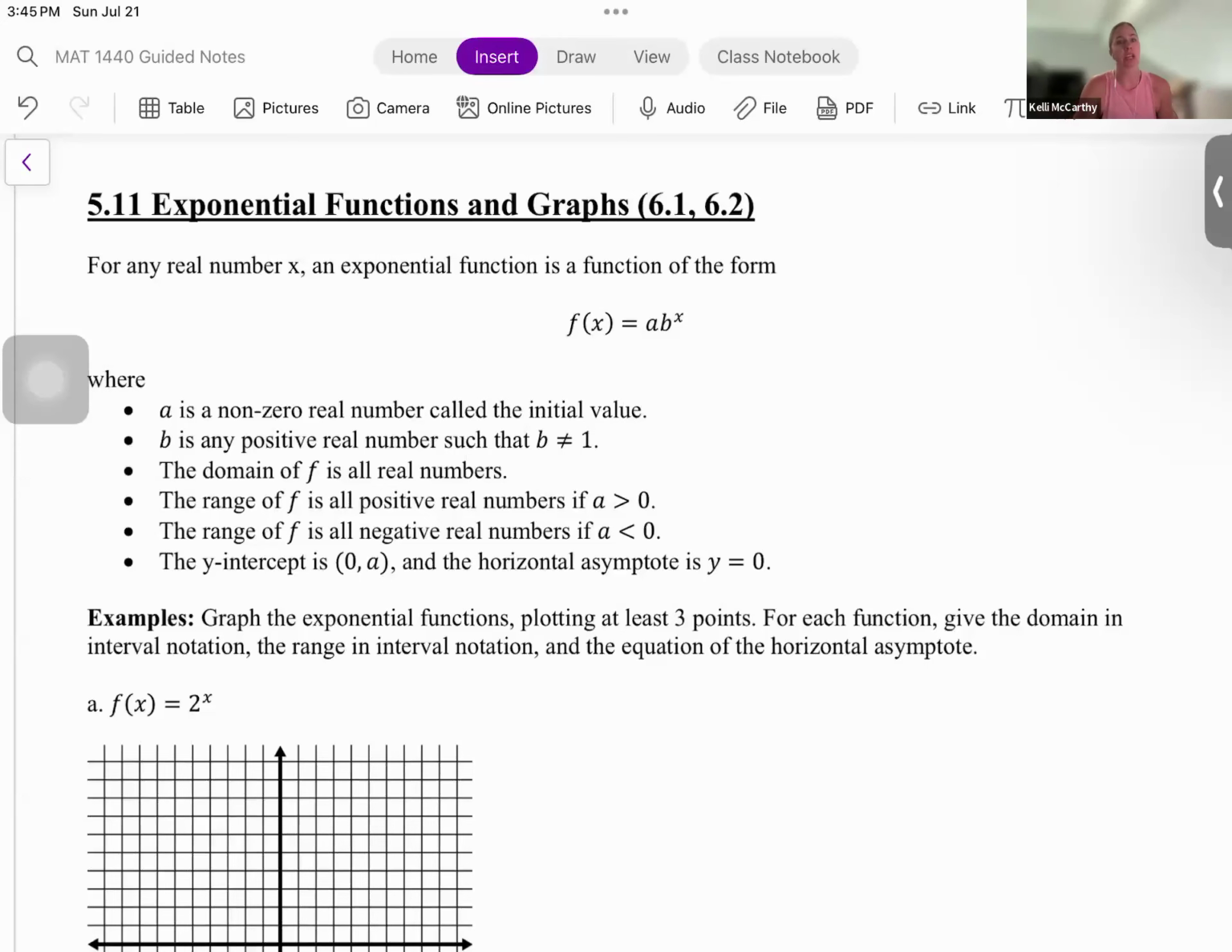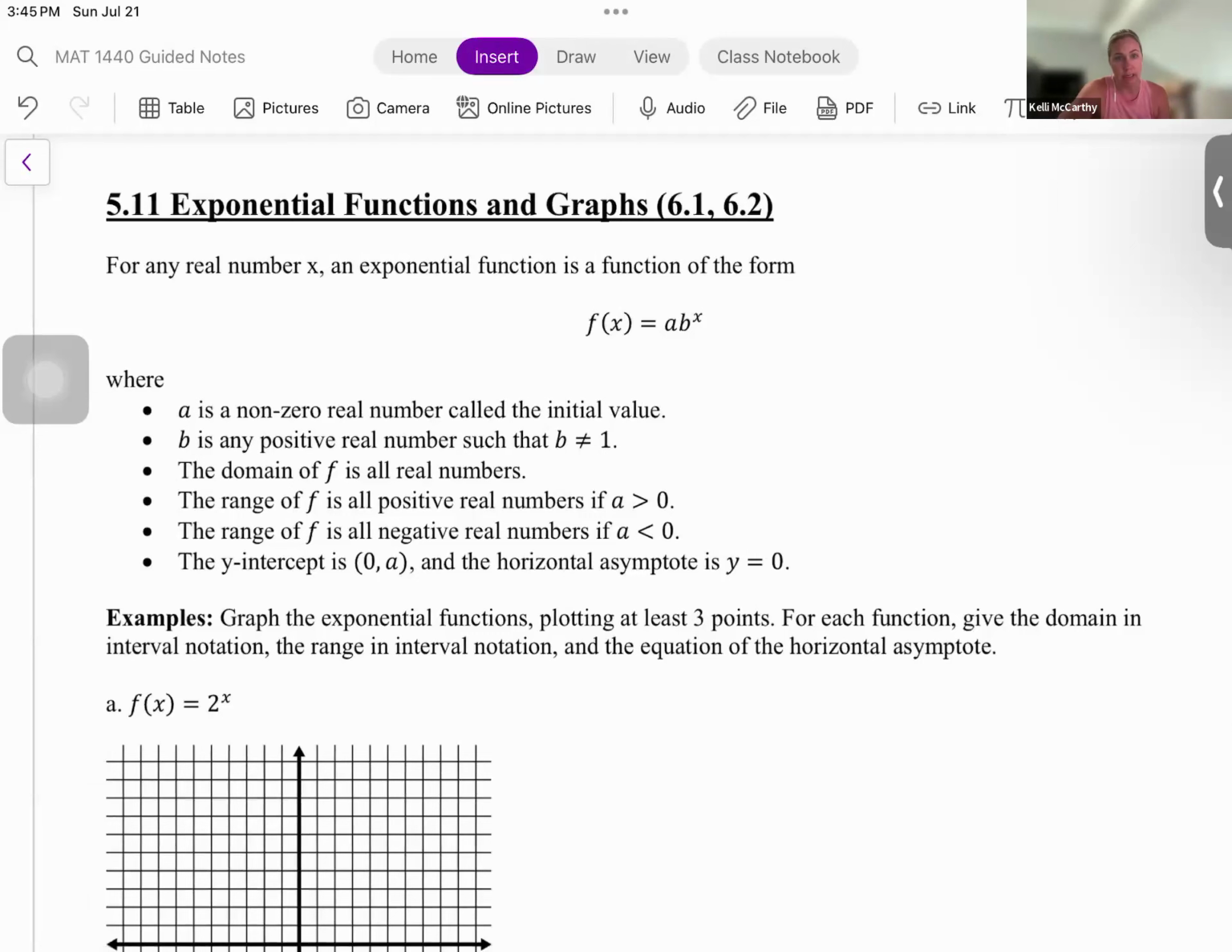In this video, we're looking at exponential functions and their graphs. For any real number x, an exponential function is a function of the form f(x) = a times b to the x. A big difference between an exponential function and a polynomial function is that now our variable is in the exponent position. Some properties of this exponential function: a is a non-zero real number called our initial value.